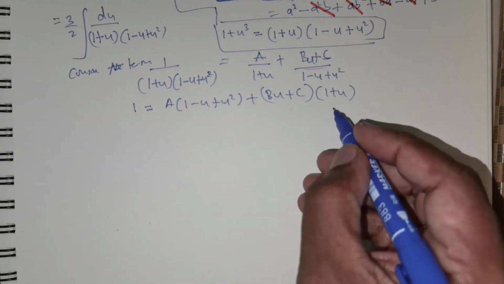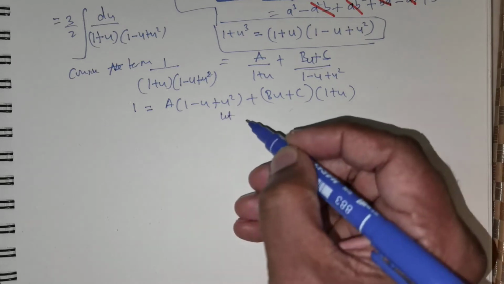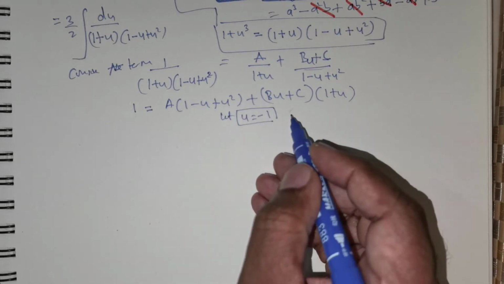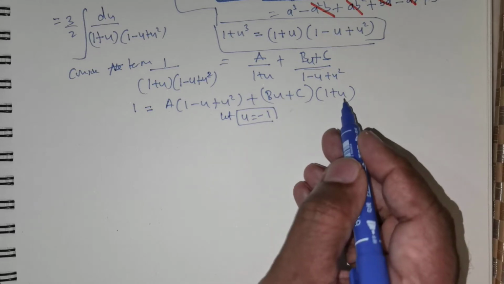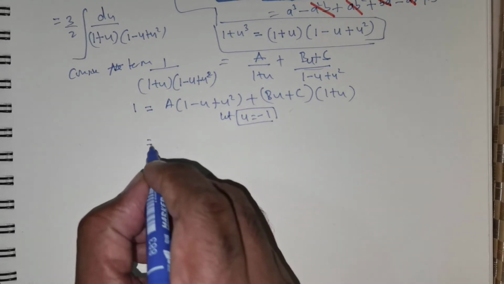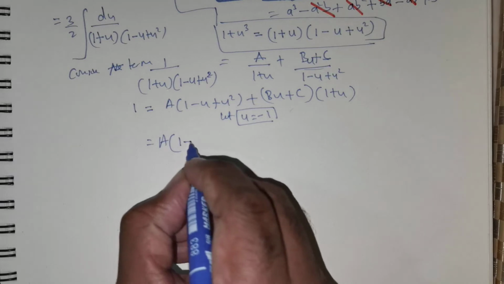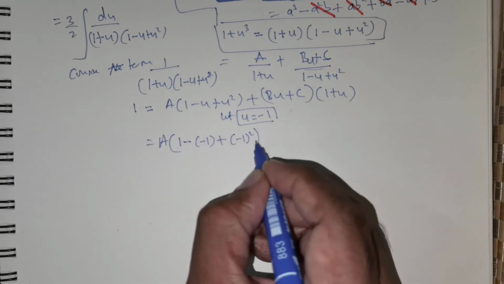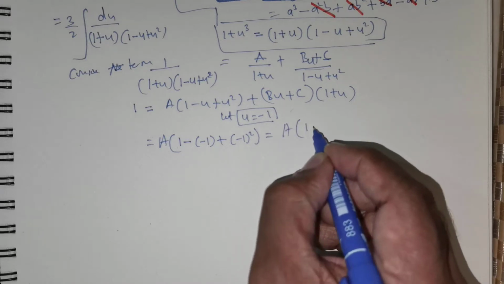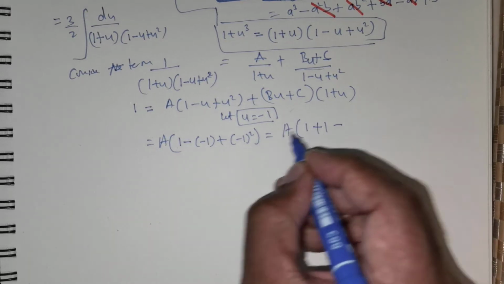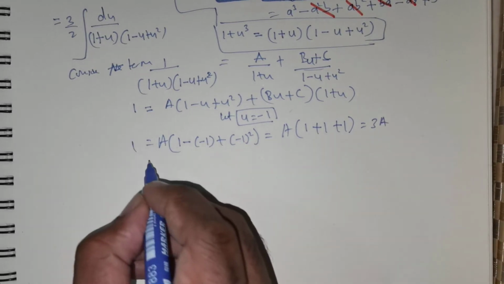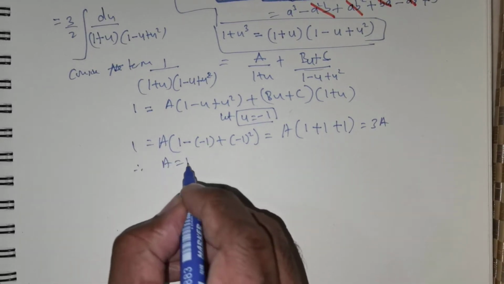Now what I would do is I would just make the following substitution. So let u be equal to negative 1. So if I were to take u is equal to negative 1, this will be off. If this is off, I would get a times 1 minus negative 1 plus negative 1 raised to the power of 2, which is equal to a times 1 plus 1 plus 1. This is going to be positive. This is going to be 3 times a. On the left I got a 1. Therefore a is equal to 1 over 3.